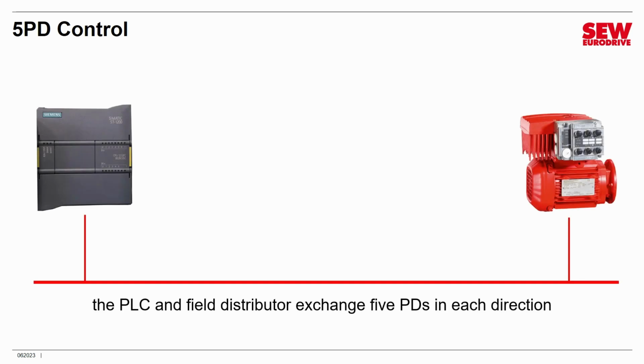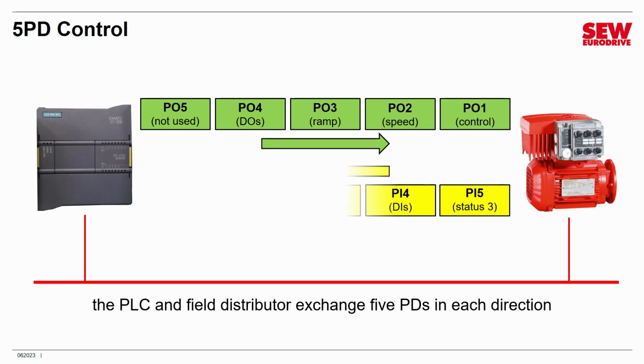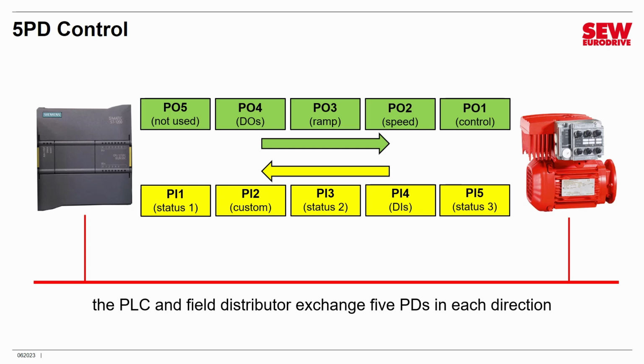This is one of several possible protocols that you can use to control a MOVIMOT. We're not going to cover the others. 5PD is the most popular and the most powerful, so that's the one we're going to learn here. Here's the general idea. The PLC and the field distributor are going to exchange 5 process data words in each direction. And here they are. These are the process output words that go from the PLC to the MOVIMOT, and these are the process input words that come back from the MOVIMOT to the PLC.